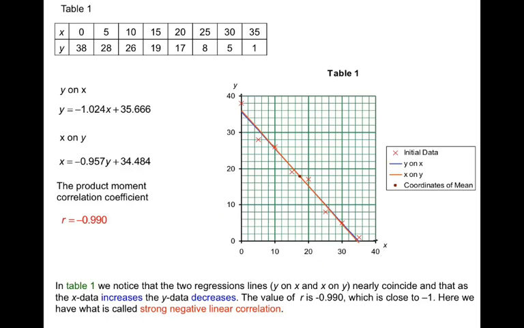here we notice we have 2 regression lines, y on x and x on y, nearly coincide, so that as the x data increases, the y data decreases. The value of r is minus 0.990, which is close to minus 1, so this is what we call strong negative linear correlation.